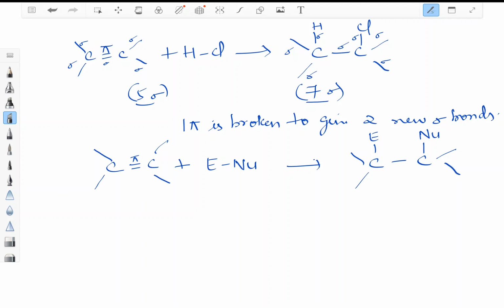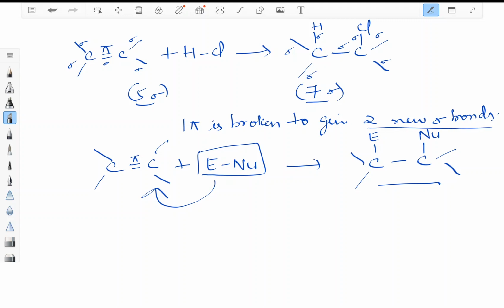Addition reaction is the characteristic reaction of alkenes. Don't get confused with how alkenes are prepared from alkanes. Alkenes are prepared by beta elimination. But what type of reaction will alkenes undergo? Alkenes will undergo addition reaction. How is it addition? Because E and Nu here are added to this compound to form this compound. Is it clear? So here the pi bond is broken to form two new sigma bonds, which is the important thing you need to remember.